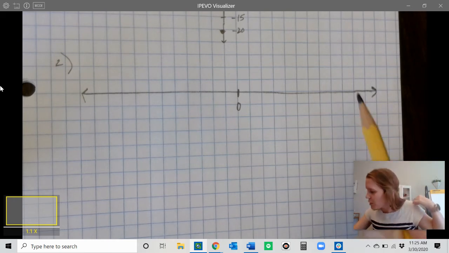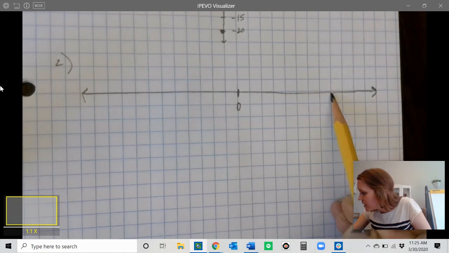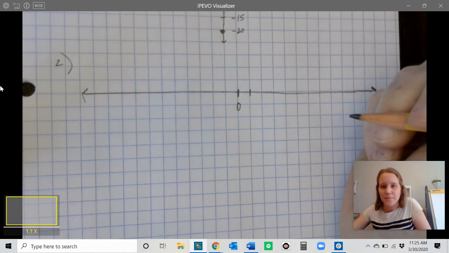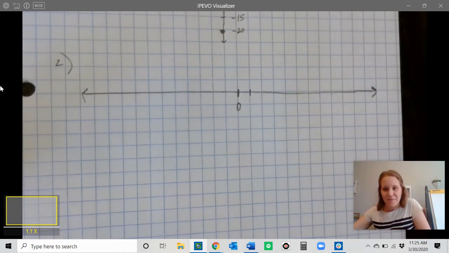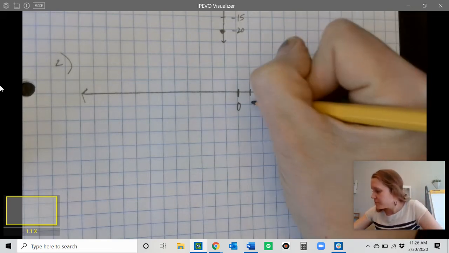Let me see if I can use one box for every number. Perfect. I'm going to use every box for one number. If you don't have graph paper, that's totally fine. Just make your tick marks equally spaced as well as you can, and make sure you go all the way to +10. Okay, go ahead and do that now.